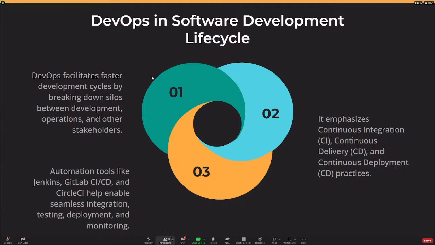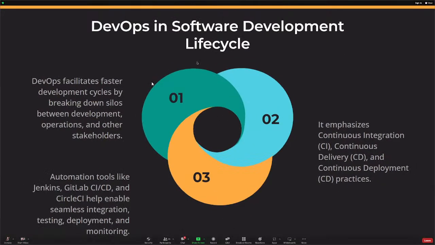DevOps consists of many topics under it: continuous integration, continuous delivery, and continuous deployment practices. They all fall under DevOps, and also infrastructure as code, configuration management, and version control. So everything falls under DevOps, right?